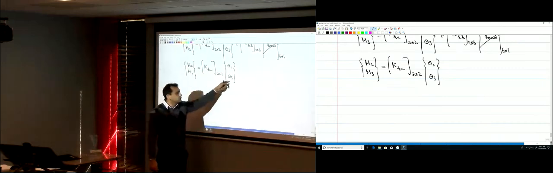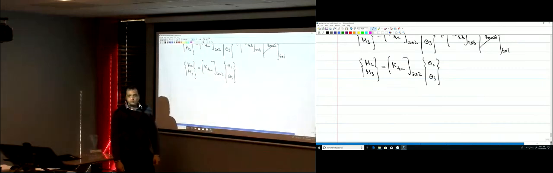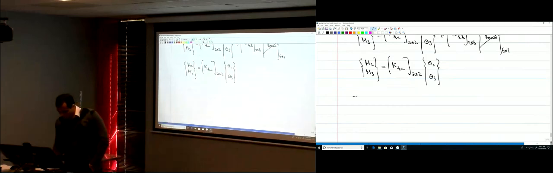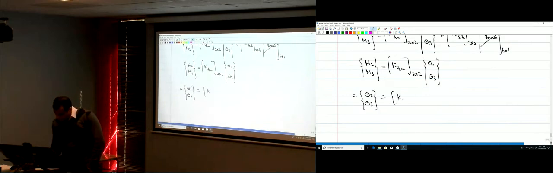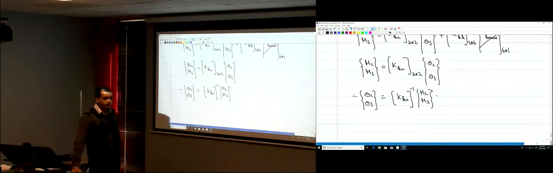Can you solve for theta 2 and theta 3? How to find theta 2 and theta 3? So therefore, theta 2 and theta 3 is equal to Ku inverse, the inverse of that matrix, multiplied by that matrix. And that's it. This is how you solve for your unknown displacements. Matrix multiplication, just matrix multiplication. This is how STAAD or any finite element software solves for the displacements.